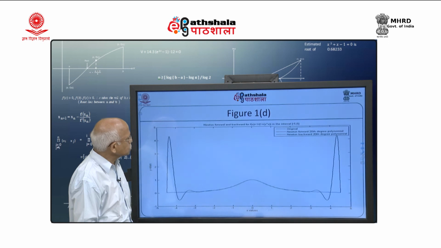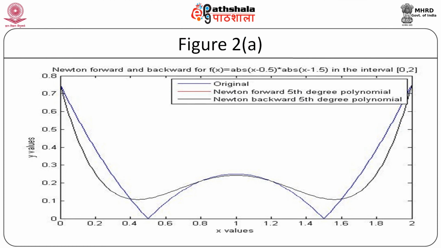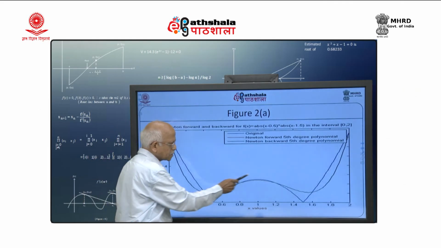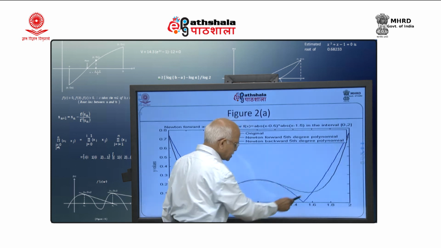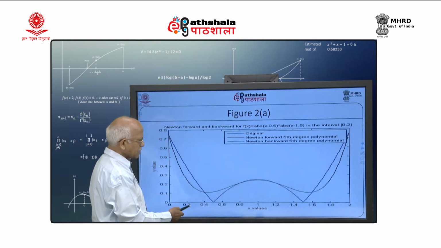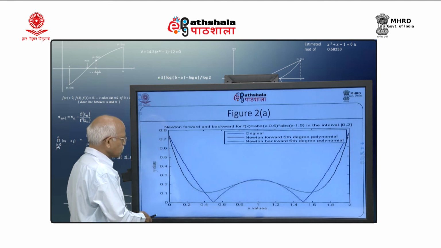So, this is about f1(x), and this is f2(x) now. This function is the absolute value of x minus 0.5 and the absolute value of x minus 1.5. You can see that the original graph in that case will give me peaks at these points. The original graph will be like this, and you know that it is not going to be differentiable here. So, does that differentiability affect my estimates or not, that is what I want to check.